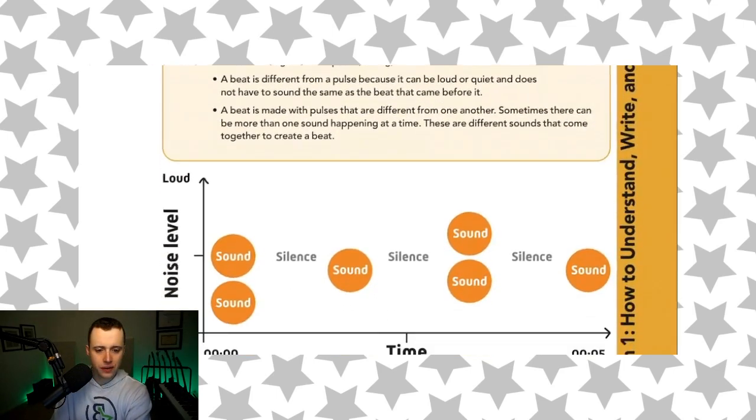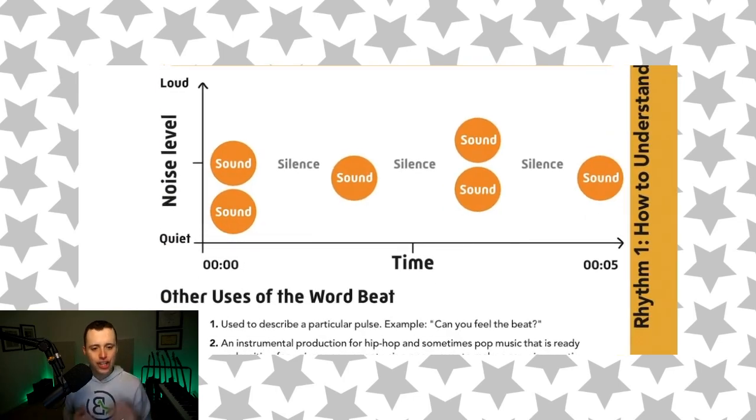So let's look at this nifty little graphic here. And sure enough, you can see that sometimes there are 2 sounds happening at the same time. There are 2 different pulses happening at the same time. So using this graphic as an example, let's break down and understand how many different pulses are happening here. Pulse number 1 is down here. Pulse number 2 is here.